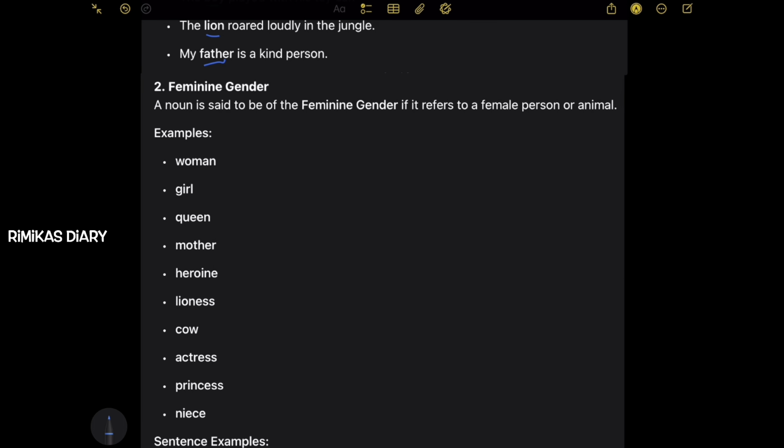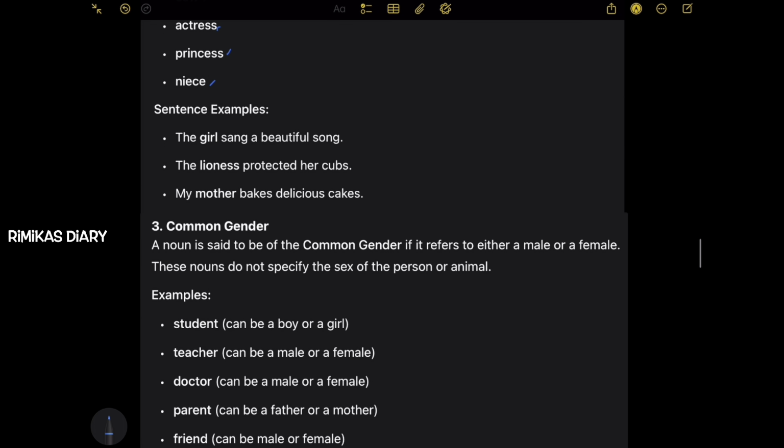Next, feminine gender. A noun is said to be of the feminine gender if it refers to a female person or animal. So examples: woman, girl, queen, mother, heroine, lioness, cow, actress, princess, niece. So sentence examples: the girl sang a beautiful song. So girl. The lioness protected her cubs. My mother bakes delicious cake.